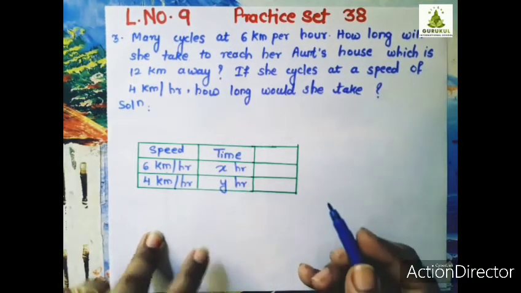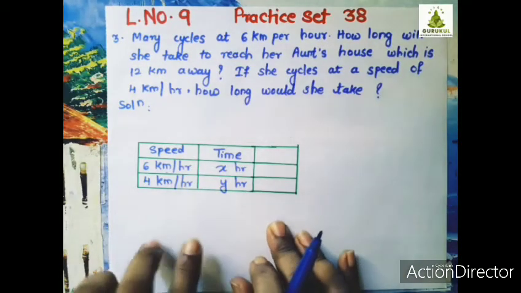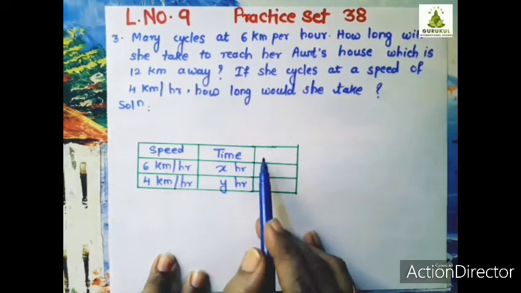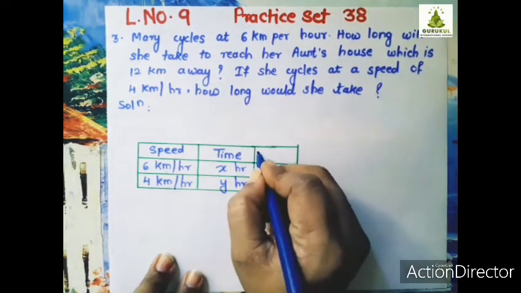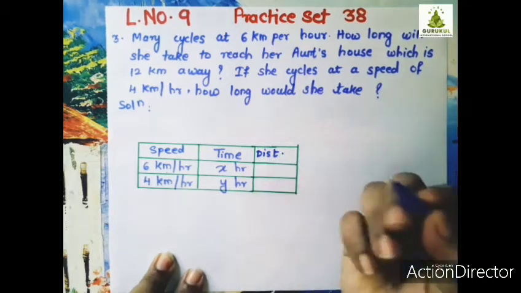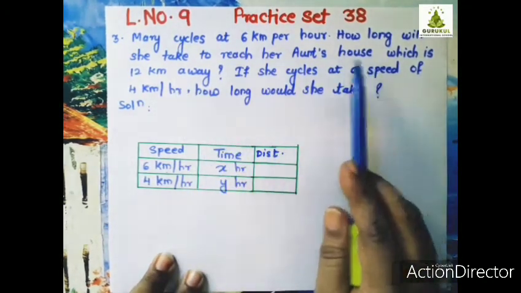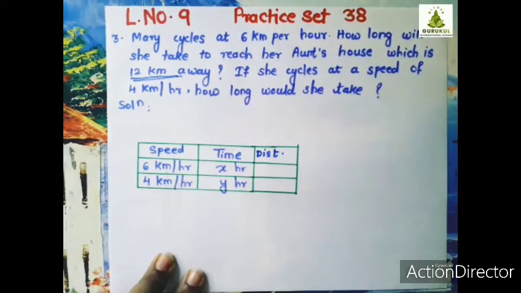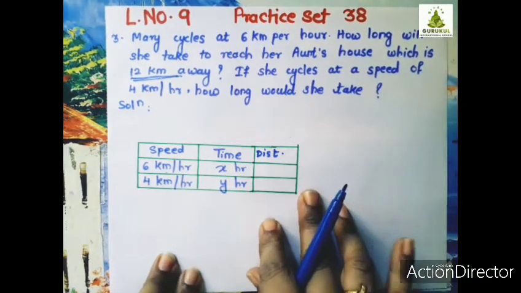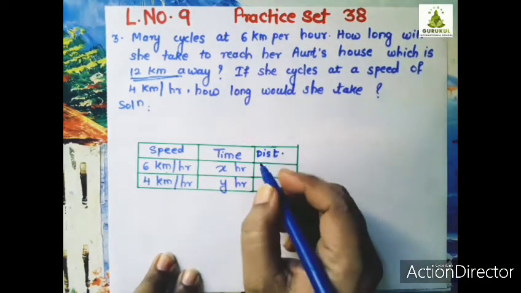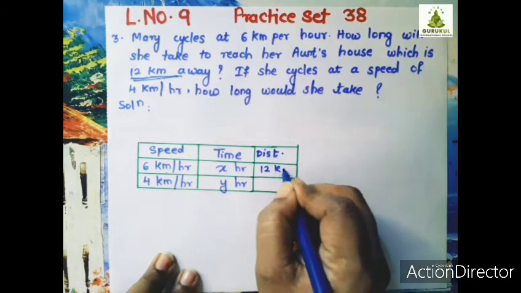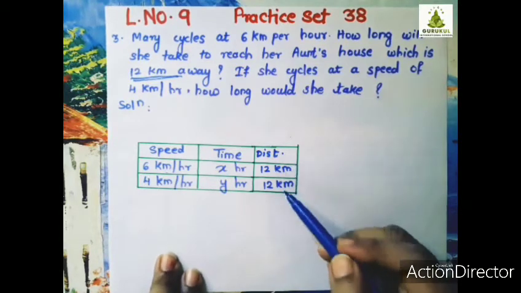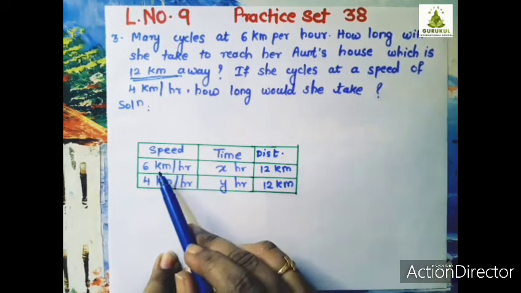In this one, as I have told you earlier, we have to make a table, but in this table, as you can see, I have added one more column, and that column will be for distance. The aunt's house is 12 kilometers away. That distance is at a fixed place, so we write here, distance is 12 kilometers. Here also distance is 12 kilometers. Means distance is same. Only what is changing?